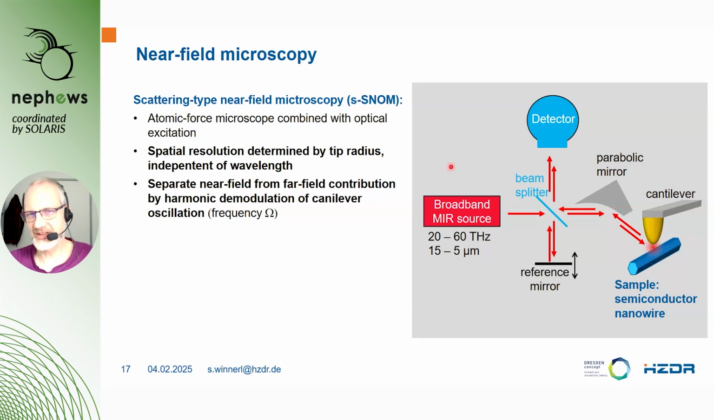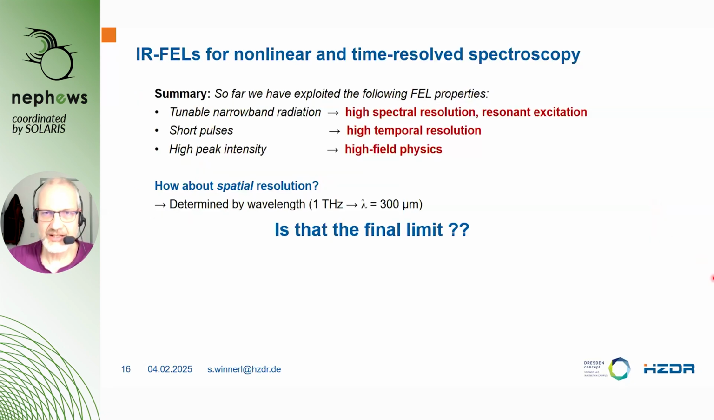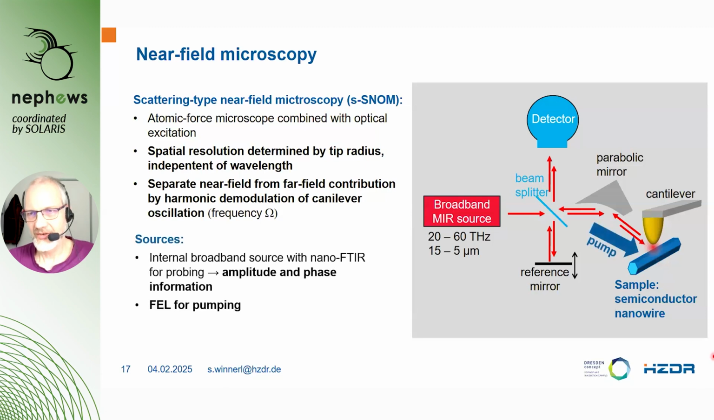We have a commercial instrument that uses a broadband mid-infrared source and a Fourier transform spectrometer. So in the mid-infrared spectral range, we can get a hyperspectral image on the nanometer scale. And in addition, we can pump with the free-electron laser and then do a pump probe experiment, where we have a narrowband excitation by the free-electron laser and do this broadband probing now on the nanoscale.